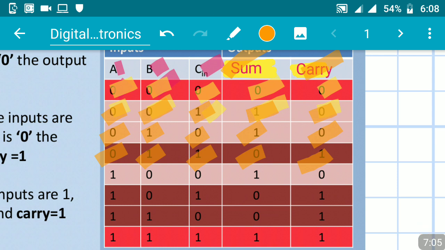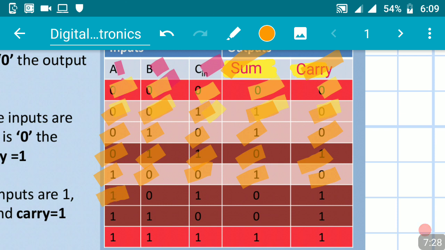Then we have one more input combination, that is 1 0 0. 1 0 0 gives you the output 1 0. What is that? Sum is 1, carry is 0. 1 plus 0 is equal to 1. That can be represented in the binary number system as sum equal to 1 and carry equal to 0.